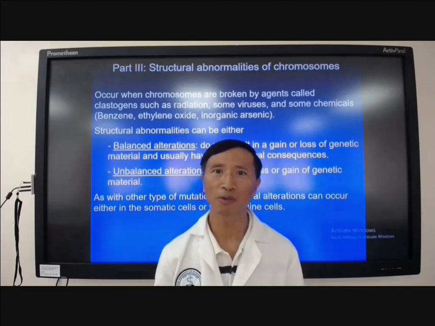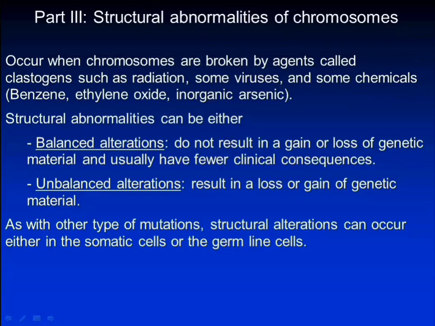Now, let's move to part 3. We will look at structural abnormalities of chromosomes. Structural abnormalities occur when chromosomes are broken by agents called clastogens, such as radiation, virus, and chemicals. Structural abnormalities can be balanced or unbalanced.